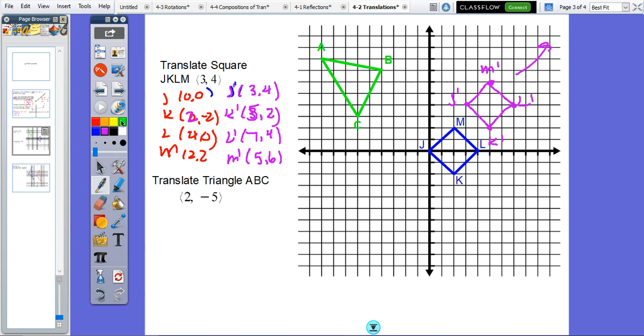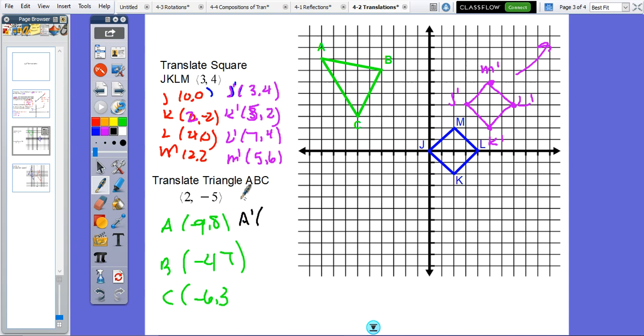All right, so hopefully we did this in class, but in case you missed class, let's look at A, B, and C right here. So we got A at -9, 8. B will be at -4, 7, and then C will be at negative 6, 3. Okay, so that's our ABC right now. We're going to transform this along the vector 2, negative 5. Let's see what happens.